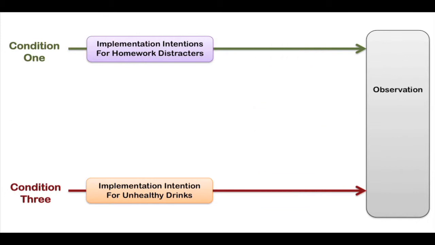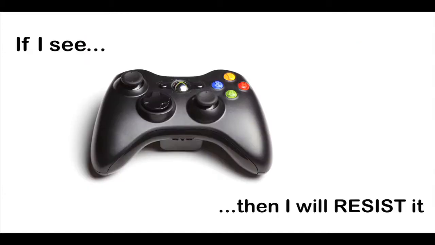First, condition 1 and condition 3. The big difference between these two is that in condition 1, they're forming implementation intentions for homework distractors, and in condition 3, they're forming implementation intentions for unhealthy drinks. Now, you may ask, what is an implementation intention? Well, it's this. It's an if-then statement.